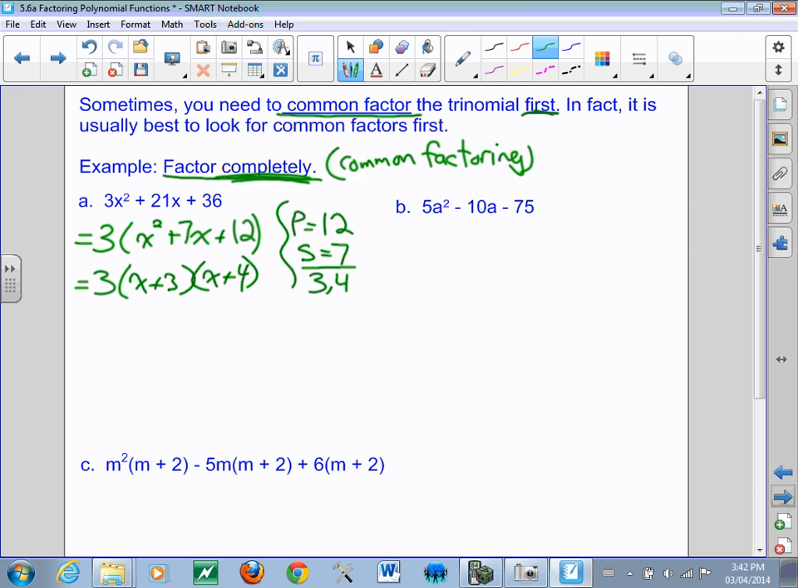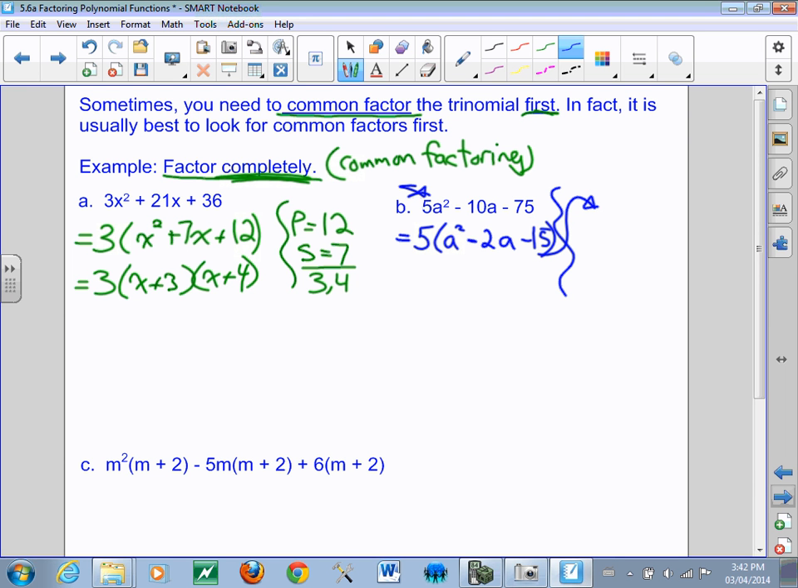All right. Taking a look at the second example. Looking at it, you should recognize that we can divide everything by 5. So you have a squared minus 2a minus 15. And make sure when you do your product and your sum that you use the values inside your bracket. Okay? Because once you've common factored out, now it's a simple trinomial factoring. If we started with the original question and started factoring that, we'd have to do what's called decomposition. And we will get to that in the next lesson.